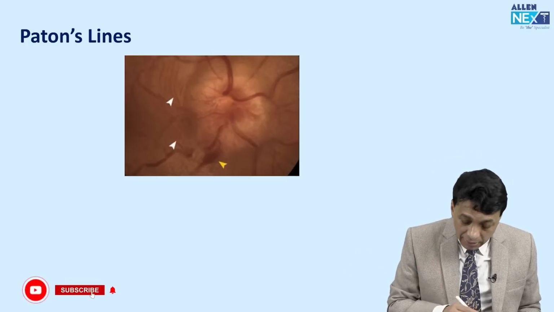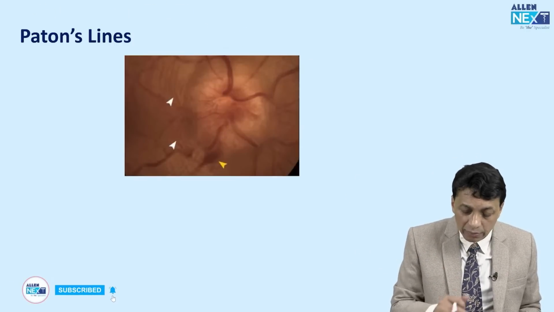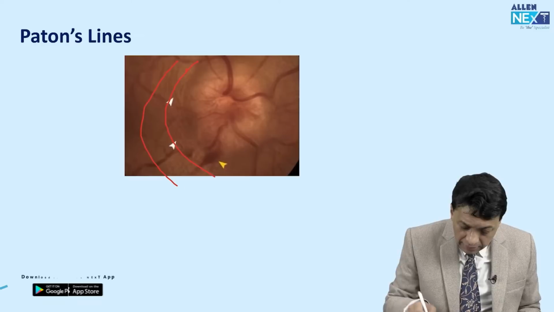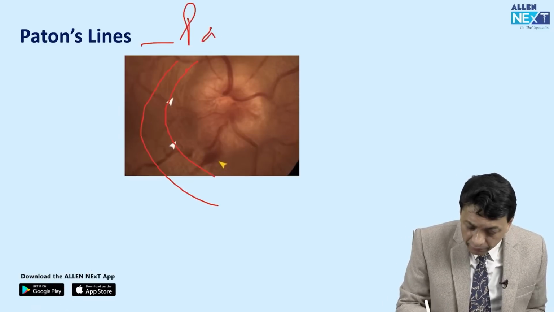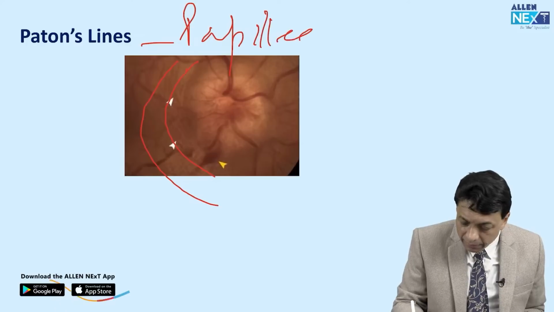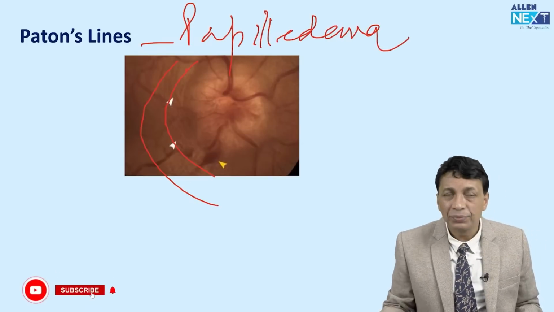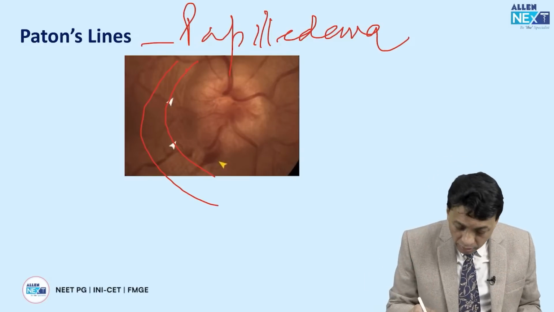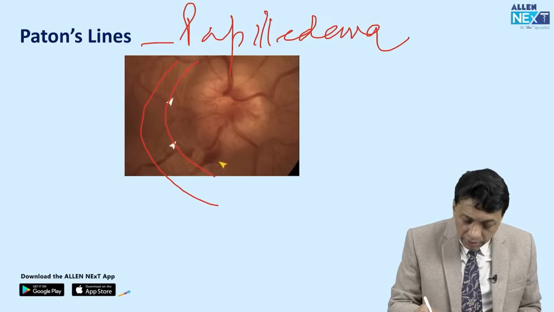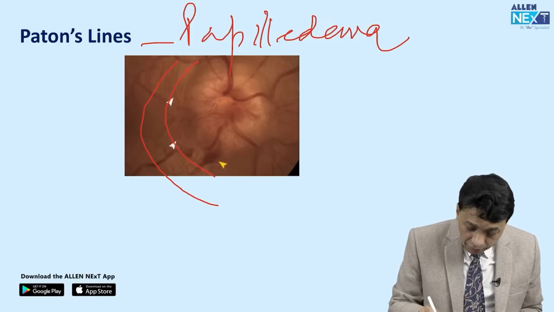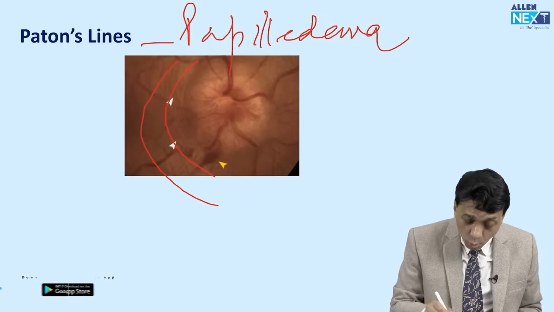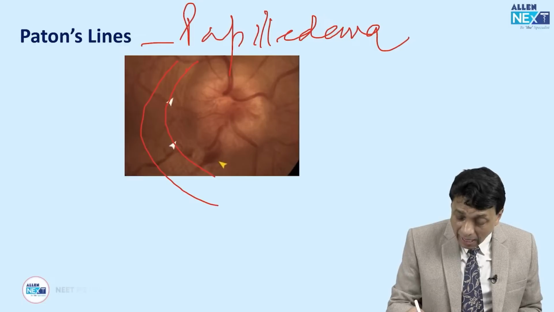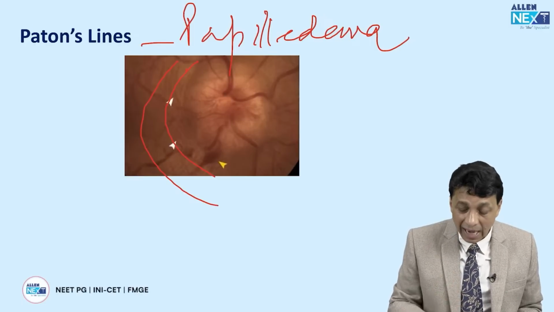Then Paton's lines. Remember, we're talking about lines now, so we have Paton's lines. Paton's lines are these concentric folds around the optic disc, which you find in papilledema. We have just discussed this. Remember, papilledema is disc edema due to raised intracranial tension. In papilledema, there is so much edema that it causes these concentric folds on the surrounding retina. These concentric folds on the retina are called Paton's lines, which can be seen at the white arrows here, and they are seen in papilledema. Remember, we talk about lines now.